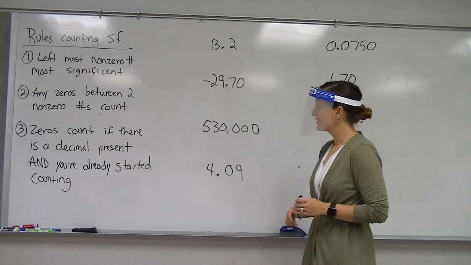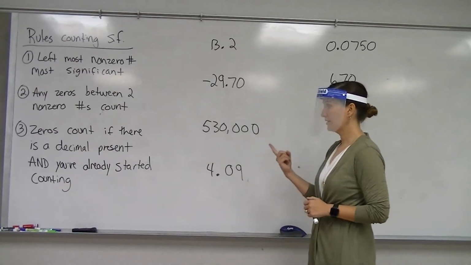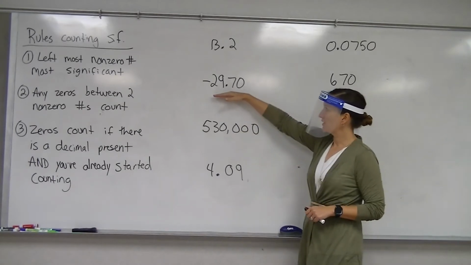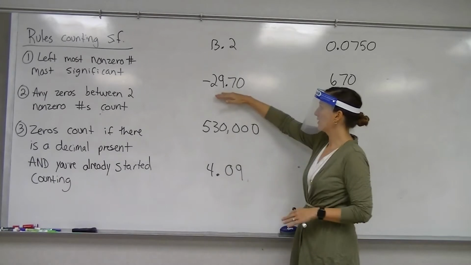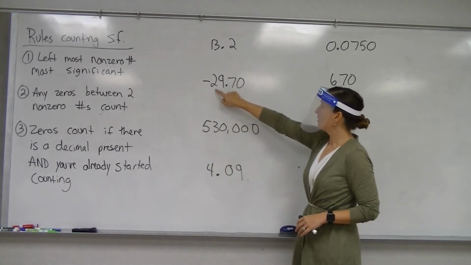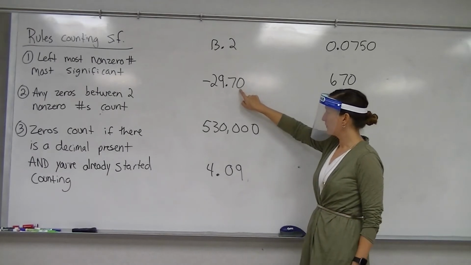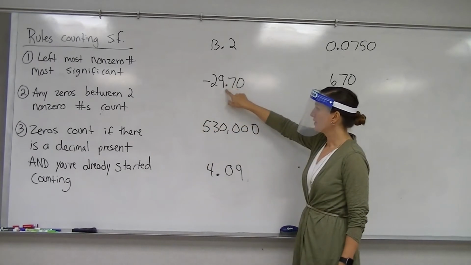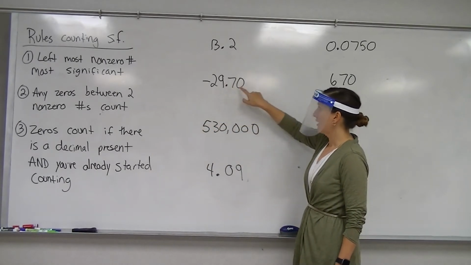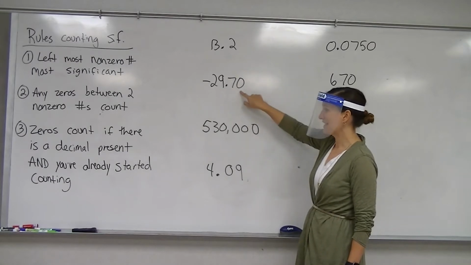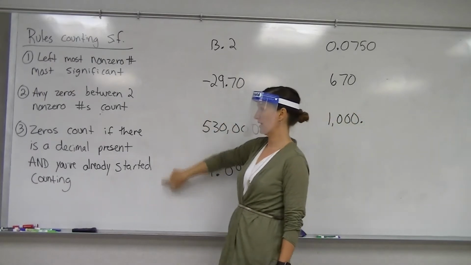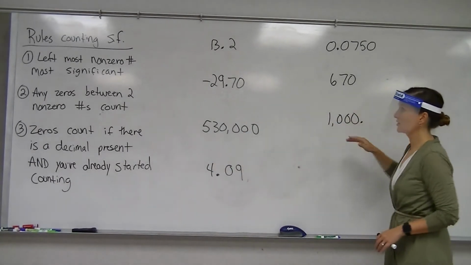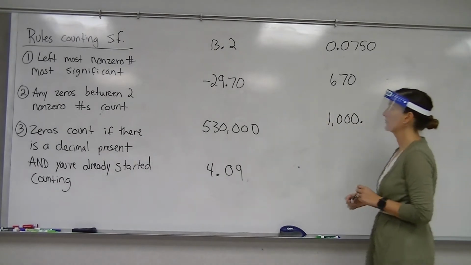Now the last rule says that zeros can count if there's a decimal present, and if you've already started counting. So I'm going to go to this example, and we'll work through each of these individually, but I just want to point out the rules as we go. We have a 0 at the very end of this number. To figure out if that 0 counts, we apply Rule 3. There's a decimal present, and we started counting at the 2, so that means yes, that 0 counts. That's what Rule 3 is saying. So what we're going to do is work through each of these and count the significant figures, applying the rules over there to the left.